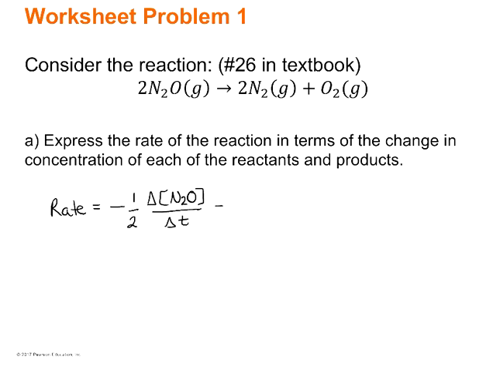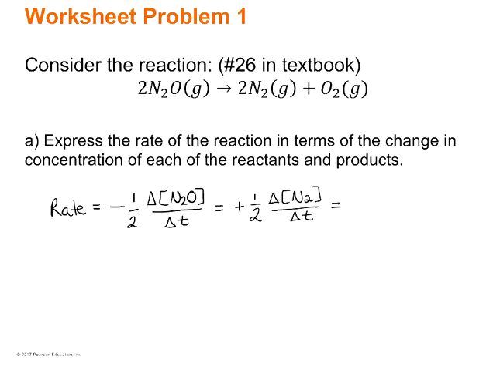Now this will also be equal to any addition of product. So let's start with nitrogen. Again, because this is a product, we're gaining some amount, so we put a positive sign. And the coefficient in front of nitrogen is 2, so we're going to multiply this by 1/2. And again, that's just to set it equal to the rate of the overall reaction. And then we'll just multiply that by the change in concentration of N2 over the change in time.